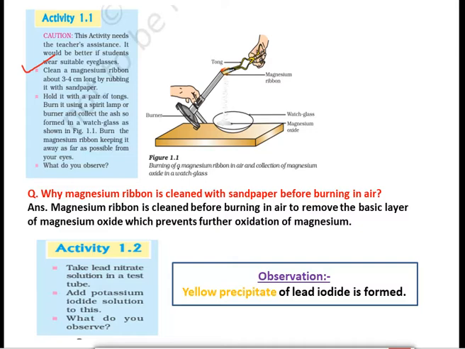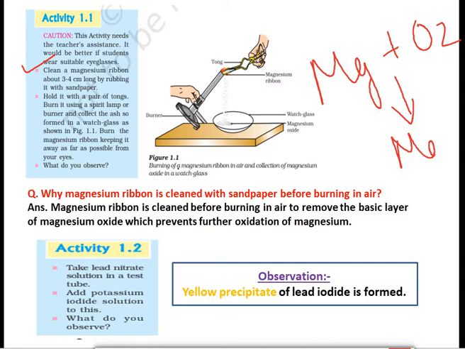So when we burn the magnesium ribbon, what will happen? Ash will be collected in the watch glass. What is the name of the substance we have got in this watch glass? That is magnesium oxide. Whenever magnesium ribbon is burnt in the presence of oxygen, we get a substance called magnesium oxide, and it is white in color, right? So what do we conclude from this activity? Whenever magnesium is burned in the presence of oxygen, we get magnesium oxide, MgO.